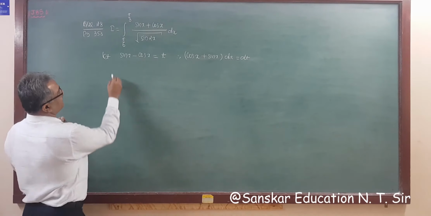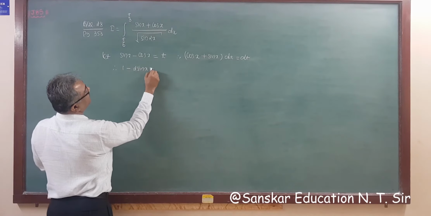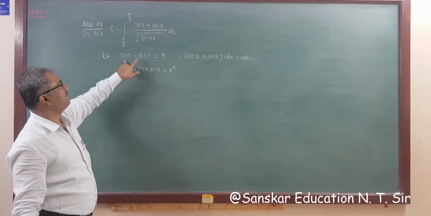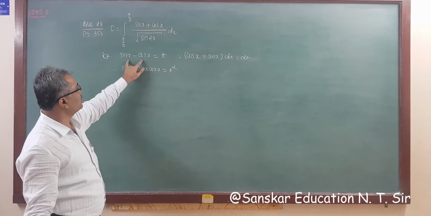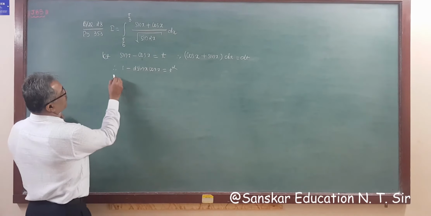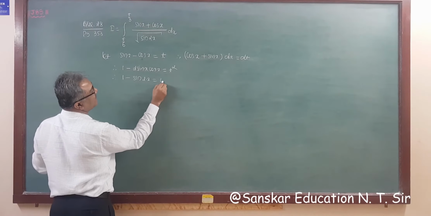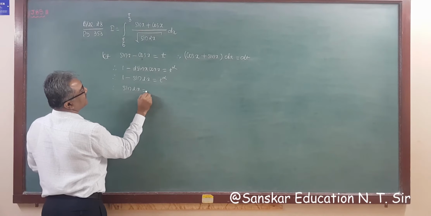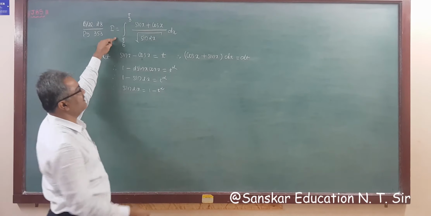Now squaring this, we get 1 minus 2 sin x cos x is equal to t square. Squaring this, sin square theta plus cos square theta is 1. So sin square x plus cos square x is 1. So 1 minus 2 times ab. Now this is sin twice x. So what we get? 1 minus sin twice x is equal to t square. So sin twice x is equal to 1 minus t square.